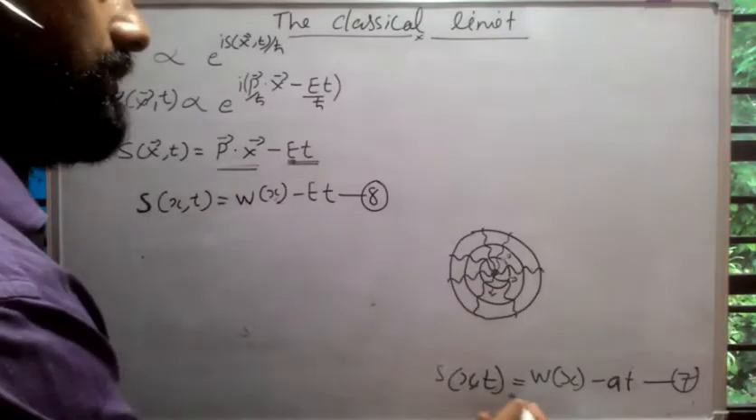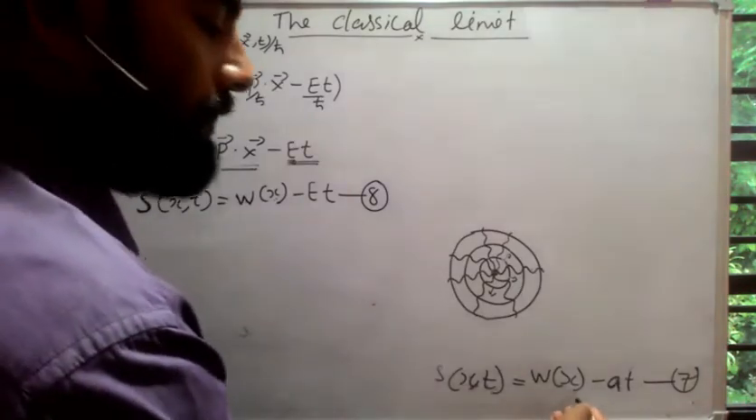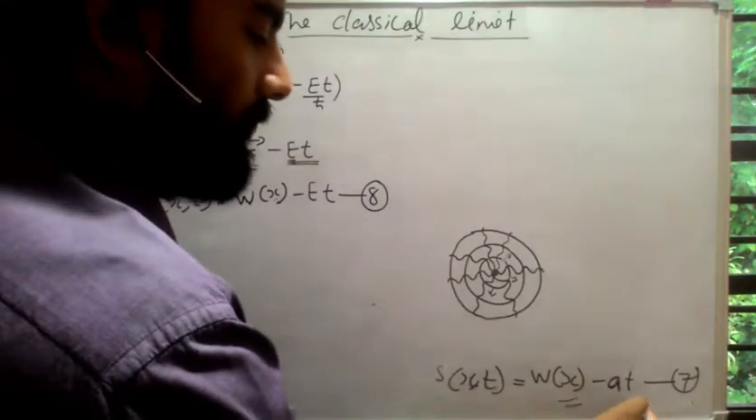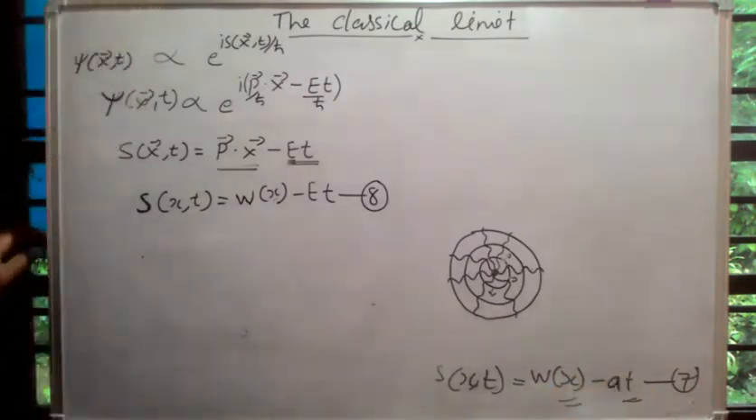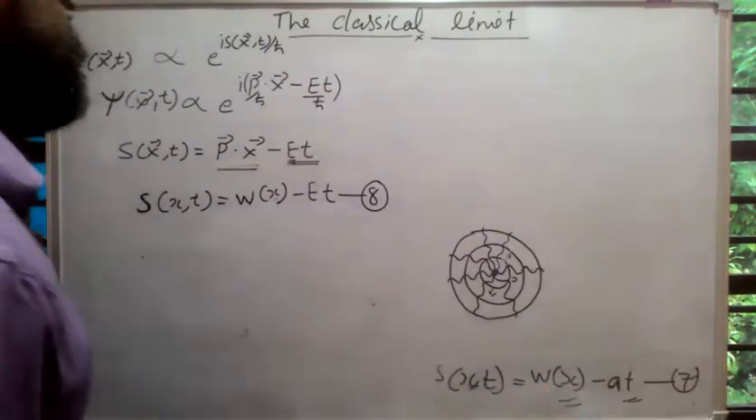This is the Hamilton's principal function S(x,t), and it is separable as a function of position, some function of x, and a function of time. So it can be written as W(x) minus Et, and that is equation 7.